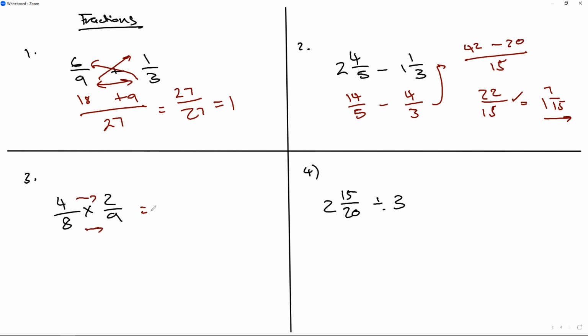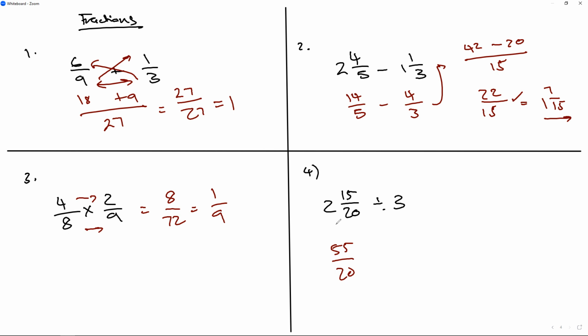Here we multiply across. 4 times 2 gets you 8. 8 times 9 gets you 72. 8 goes into 72 9 times, so 1 over 9. Then we've got 2 times 20, which will give you 40 plus 15, 55 over 20. So I'm converting this first.